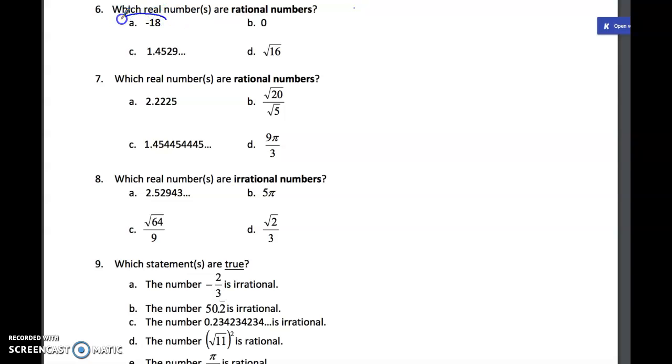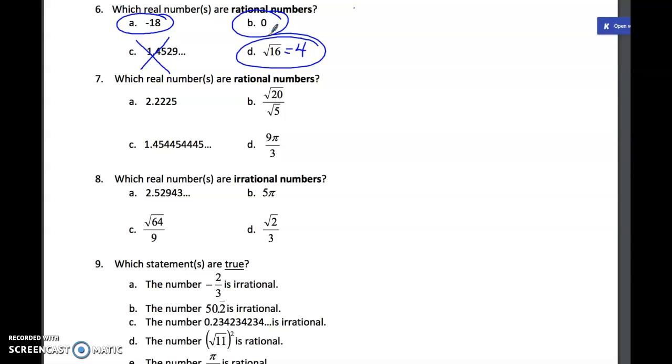Negative 18, it's a rational number. 0 is a rational number. C, it is a non-terminating, non-repeating decimal, so it is not a rational number. And then D, square root of 16 equals 4. Therefore, it is rational.